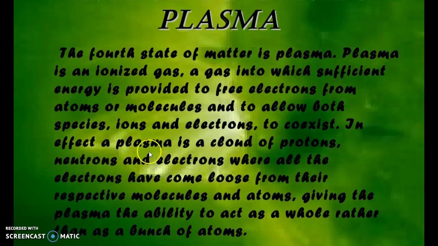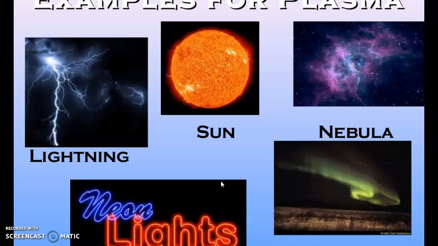In effect, a plasma is a cloud of protons, neutrons and electrons, where all the electrons have come loose from their respective molecules and atoms, giving the plasma the ability to act as a whole rather than a bunch of atoms. Protons are positive, neutrons have no charge, and electrons are negative. Some examples of plasma are lightning, the sun, nebulae, and the aurora borealis.